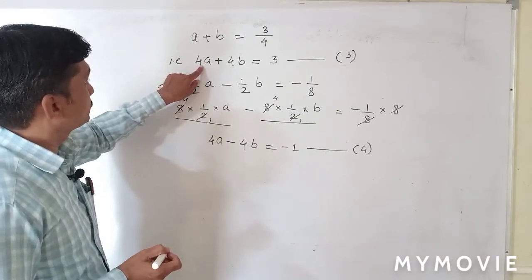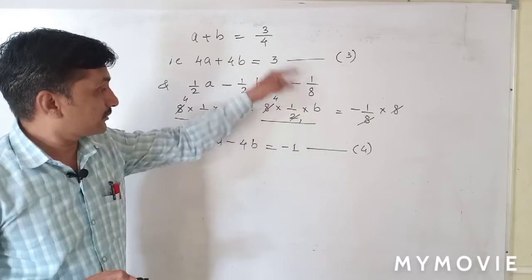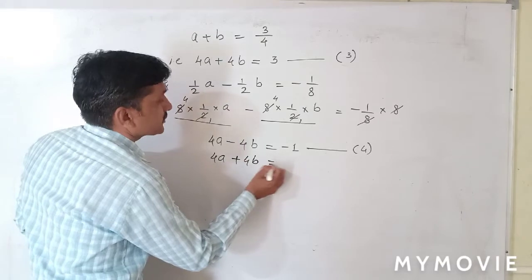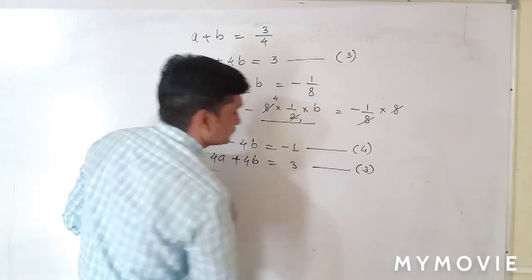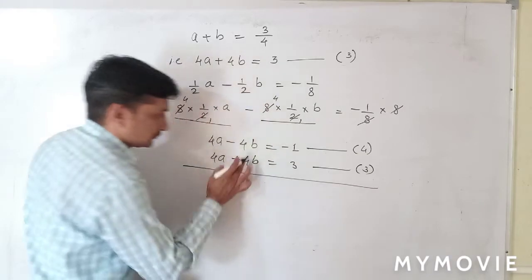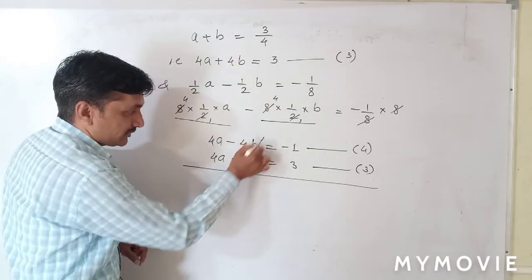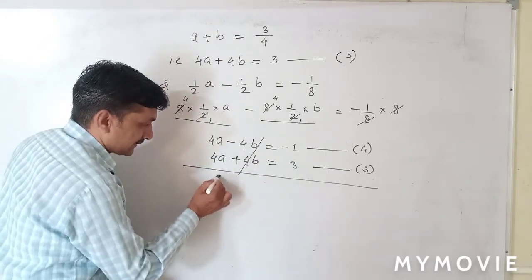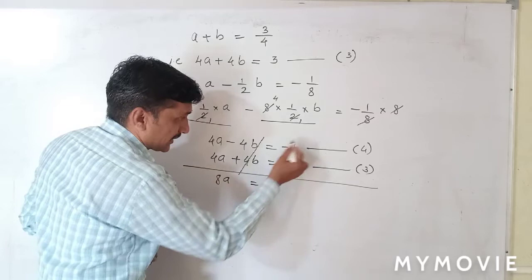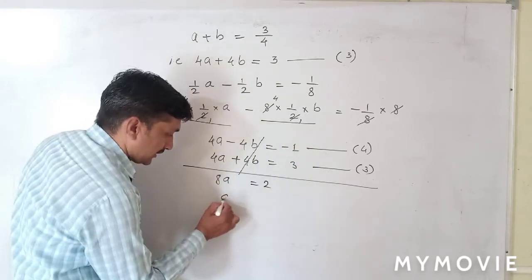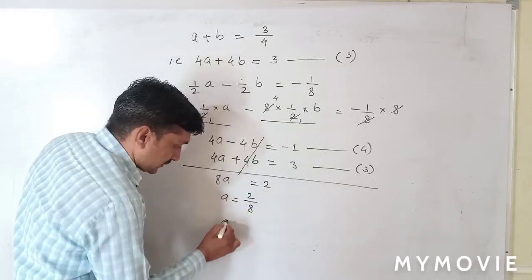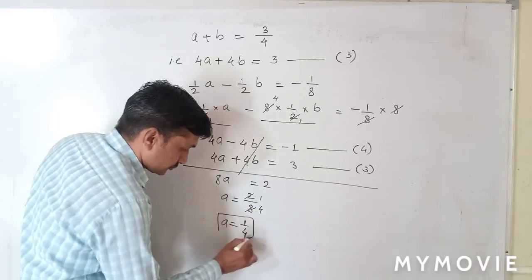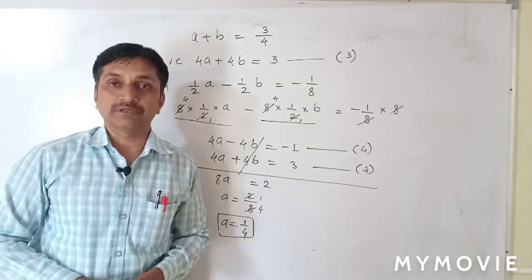Now see here, write equation 3 down: 4a plus 4b is equal to 3. This is equation number 3. Now we have to solve it. See, 4b and minus 4b cancel, value 0. Here addition, 4a plus 4a is 8a, is equal to 3 minus 1, which is 2. a is equal to 2 upon 8. If you reduce it, a is equal to 1 upon 4. We got the value of a as 1 upon 4.